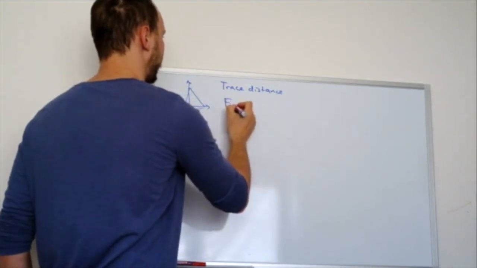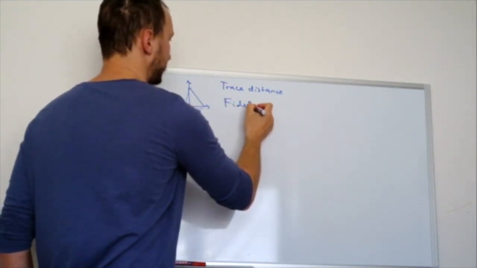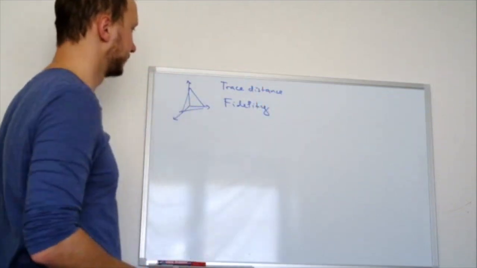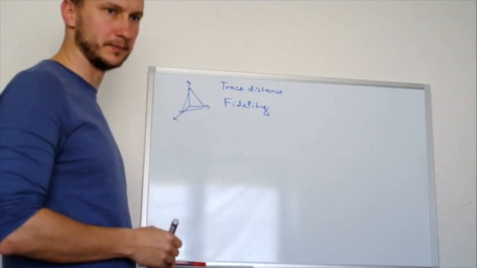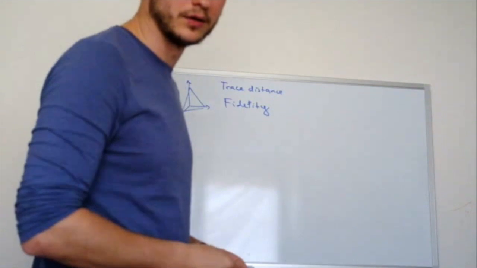Okay, trace distance, right, and fidelity. And we see that they both have some interpretation. At least for trace distance it was clear. For fidelity it will be clear a bit later. Okay?